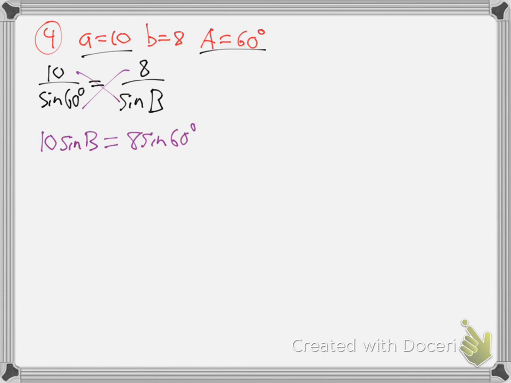B's saying I won't be alone. What's the next step to get B alone? Divide by 10. Divide by the 10. Boom. Is that good so far? Sine of B equals, and this is 8 sine 60 over 10. Good so far?